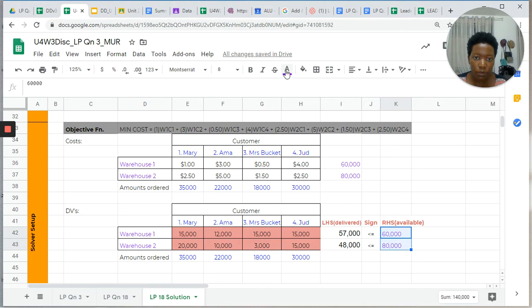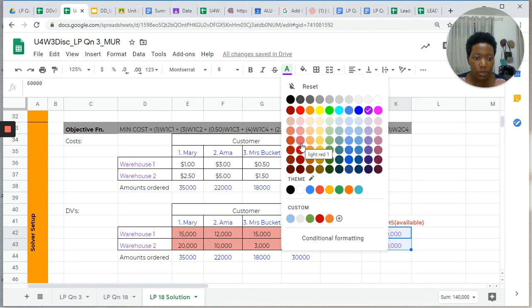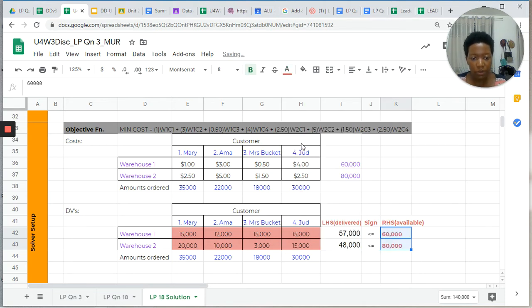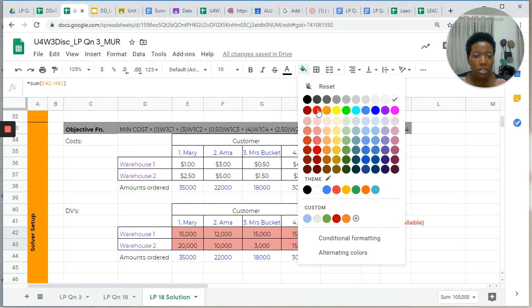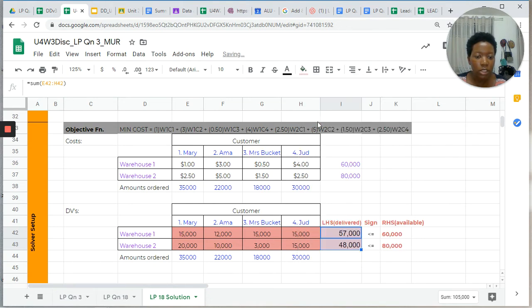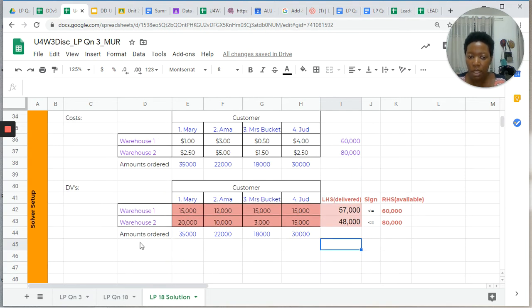We will give Solver those numbers. We will give it the right-hand side. It will give us back the left-hand side, or at least the left-hand side will be calculated automatically when Solver gives us these decision variables. So I'm going to also highlight this just so you know that this will come out of the solution as well.